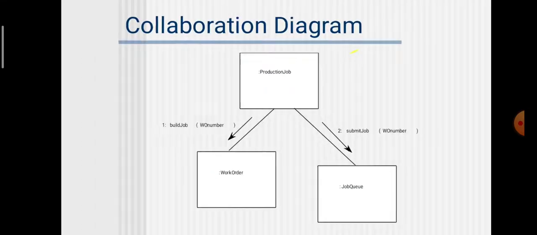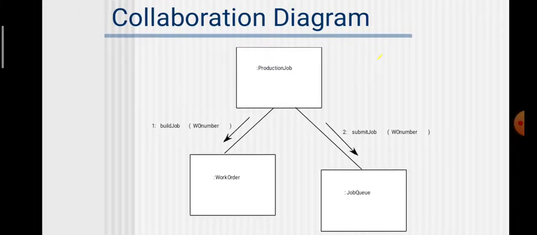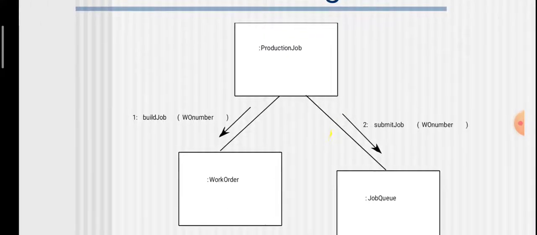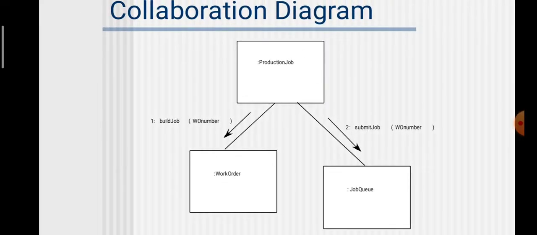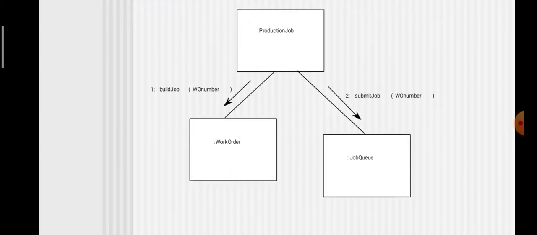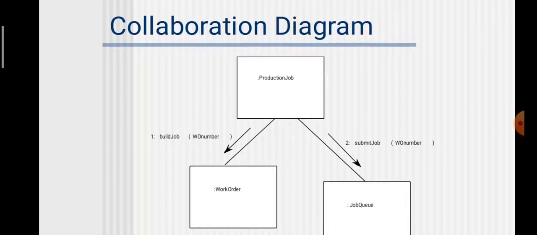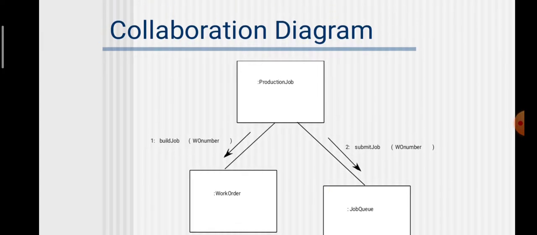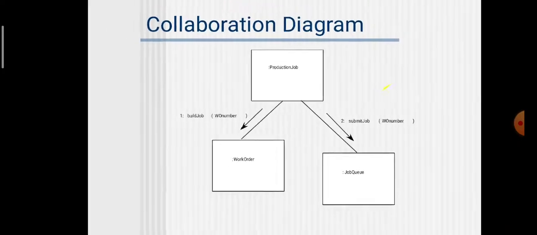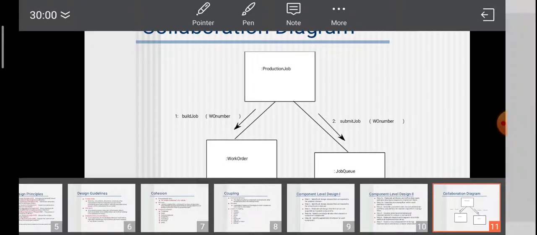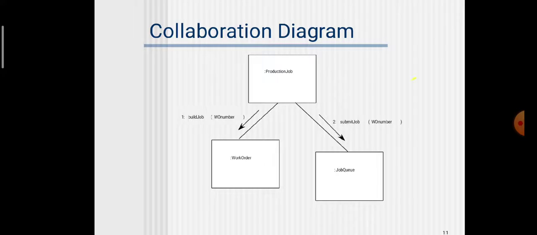So here we have an example for a collaboration diagram. So there are three jobs to be done, or three modules. First is production job, work order, and job queue. So the interface for the production job is build job. So build job will give a work order number, any number it may give. Again, submit job. So after doing the job, it will submit it to the job queue. So these two are the interfaces, and these three are the different modules or factors.